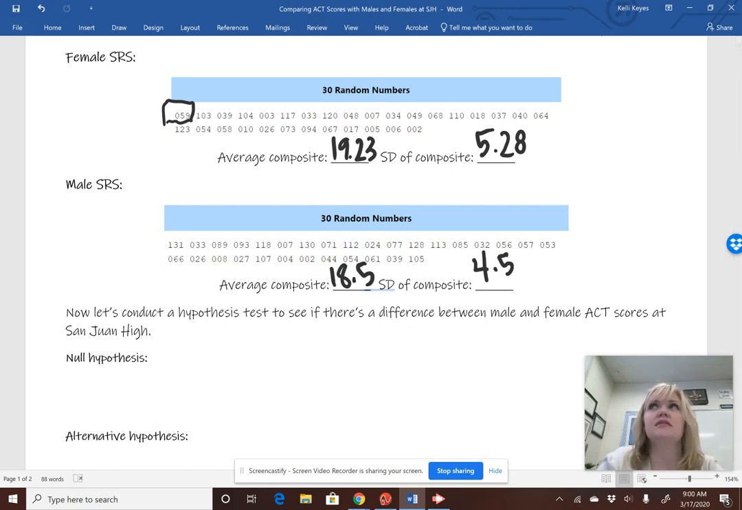And it's important to know that choosing the random numbers and actually finding the data takes a little bit of time, but it's really smart to know how a truly random sample is done and how it's done properly.